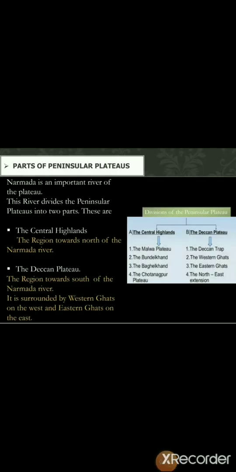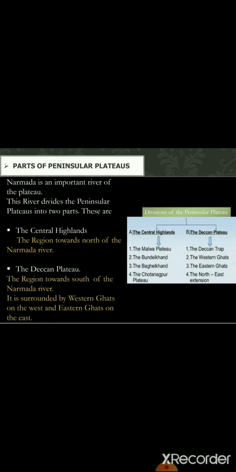Talking about the parts of the Peninsular Plateau, there is a division as you can see on screen. Part A is the Central Highland, Part B is the Deccan Plateau. If we bifurcate it, we find the Malwa Plateau, Bundelkhand, Baghelkhand and Chota Nagpur. They are among the Central Highland areas. When we talk about the Deccan Plateau, the Deccan Trap, the Western Ghats, Eastern Ghats and the Northeast extension come under the Deccan Plateau.